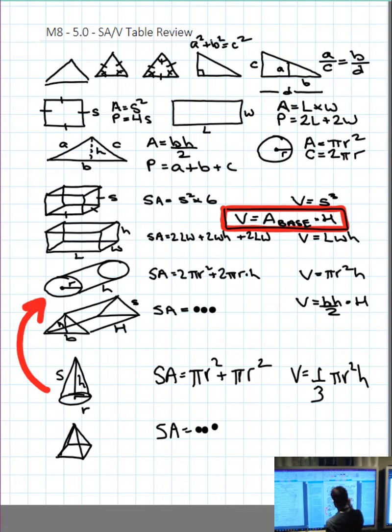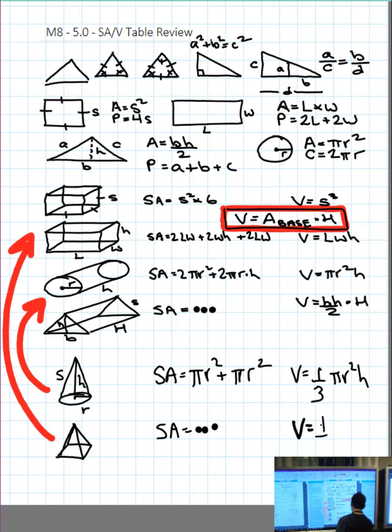And this volume is just 1/3 of its respective perfect square, cube, or rectangular prism. And V equals just 1/3 of that. So V equals 1/3 of the area of the base, which will just be length times width, area of the base times height. Now, this formula works for a rectangular-based pyramid and a square-based pyramid.